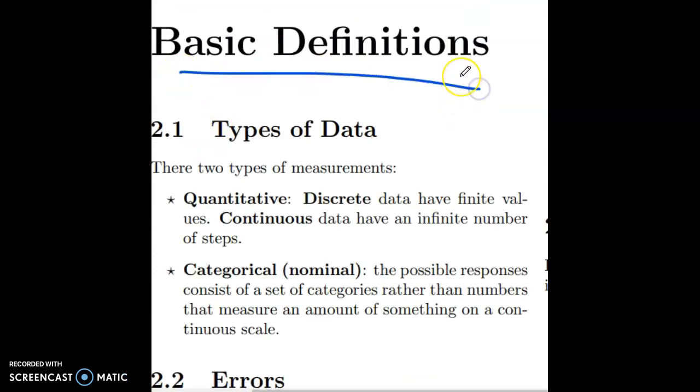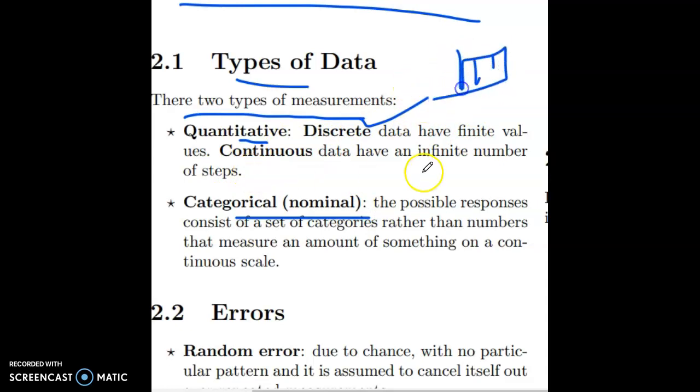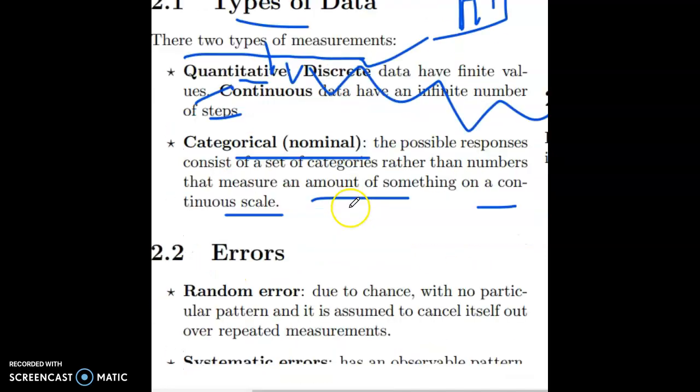The following points are basic definitions. Types of data. There are two types of measurements, quantitative and categorical or nominal. Discrete data have finite values. Continuous data have an infinite number of steps. Categorical nominal: the possible responses consist of categories rather than numbers. Continuous data measure the amount of something on a continuous scale.